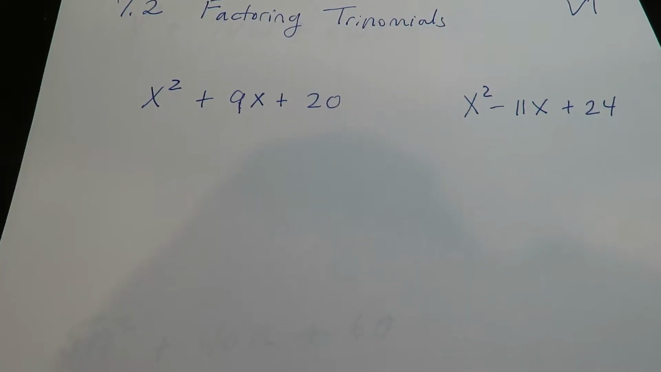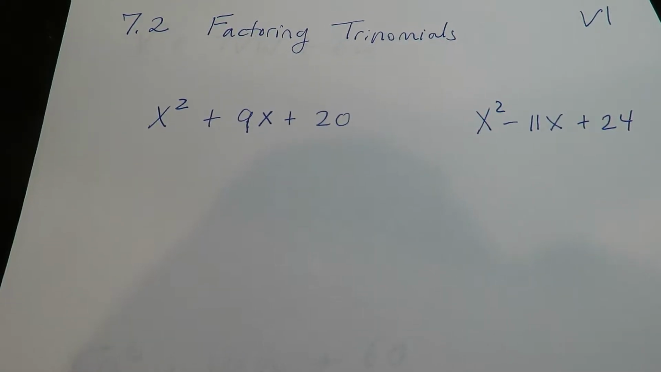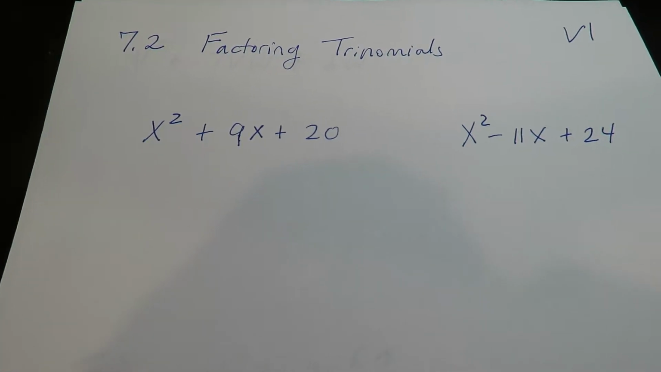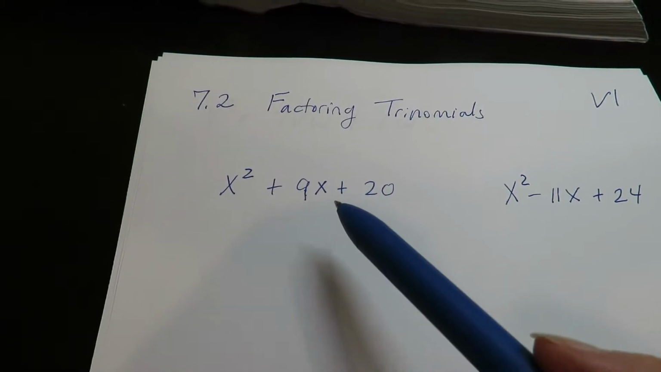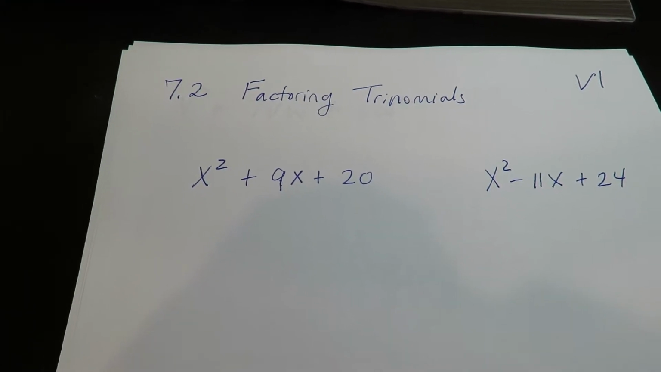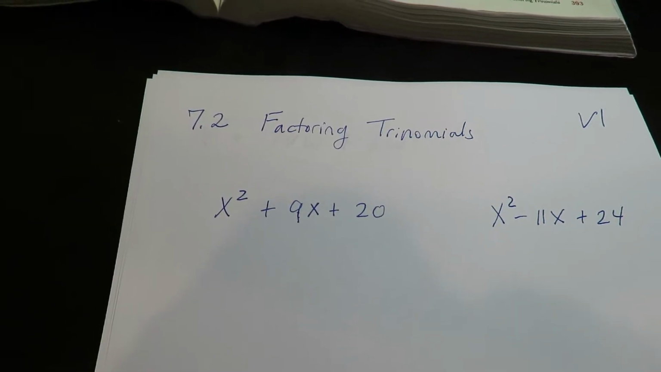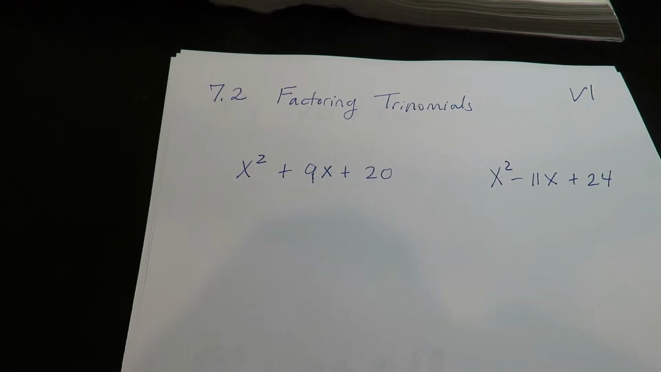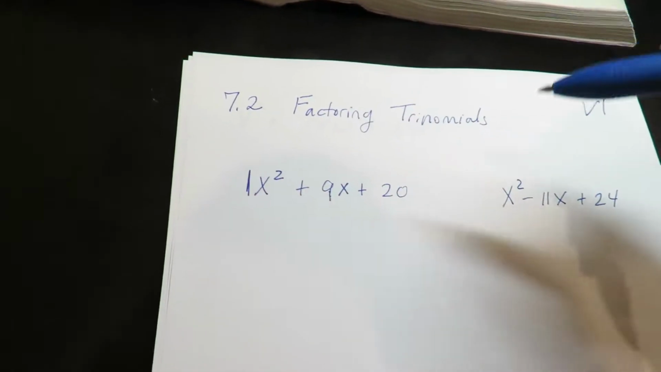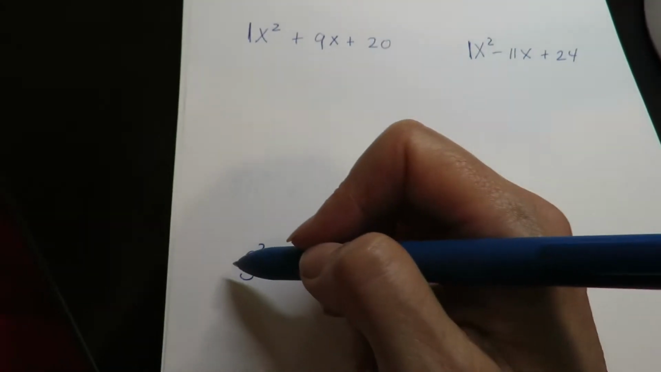We started factoring in 7.1. We're going to keep factoring in 7.2. This is factoring trinomials. Trinomials mean you have three terms, right? 1, 2, 3. That's a trinomial. So you're factoring three terms. Now we're going to do the easier case for starters. The easier case is when the leading coefficient is a 1.